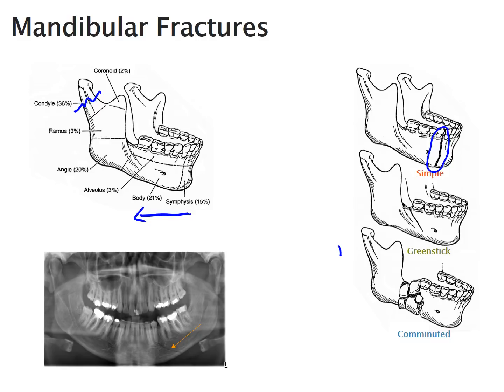Green stick fractures, which are more common in children, are partial fractures of the mandible, as shown here. And here is an example of a comminuted fracture of the mandibular body. So how would you classify this fracture in the lower left of the screen, shown here? This looks to be a simple fracture of the mandibular body.